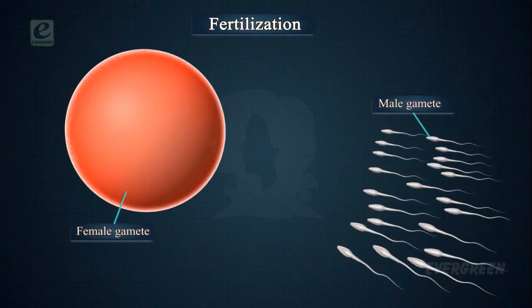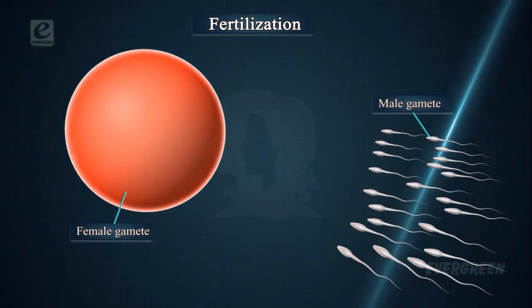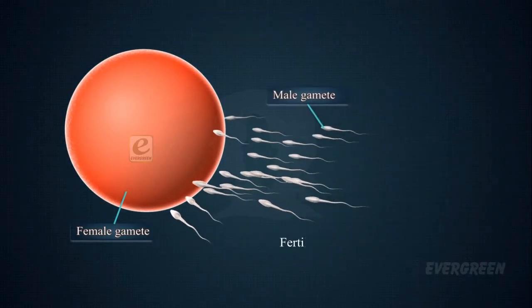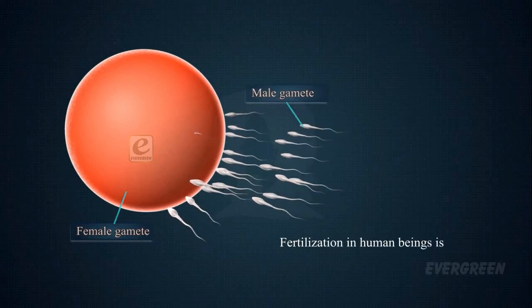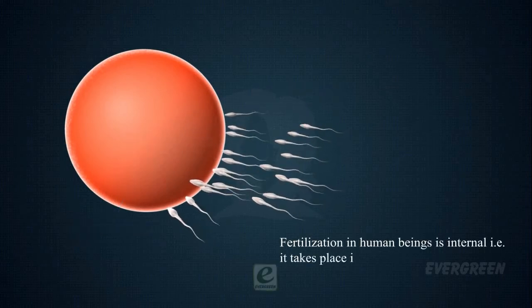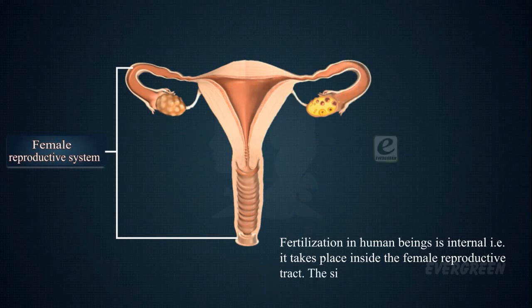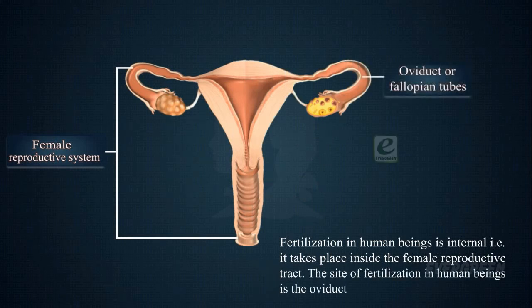Fertilization. Fusion of female gamete with a male gamete is called fertilization. Fertilization in human beings is internal. That is, it takes place inside the female reproductive tract. The site of fertilization in human beings is the oviduct or fallopian tubes.